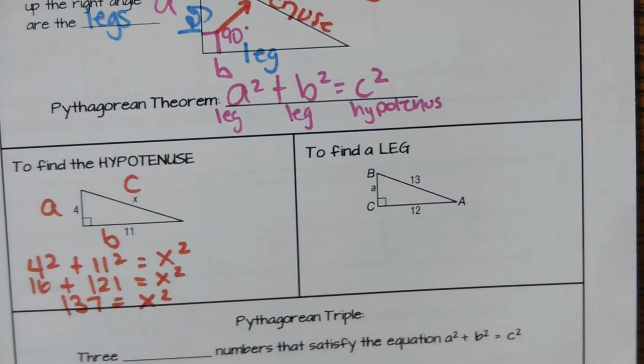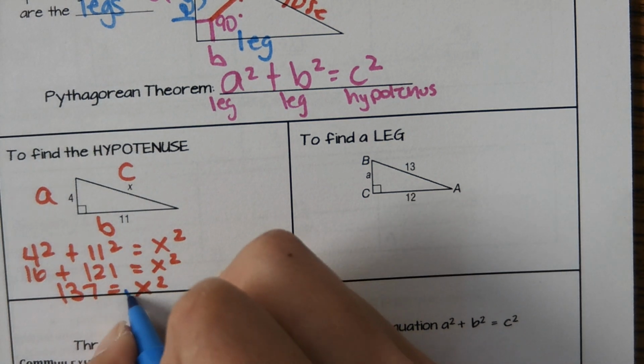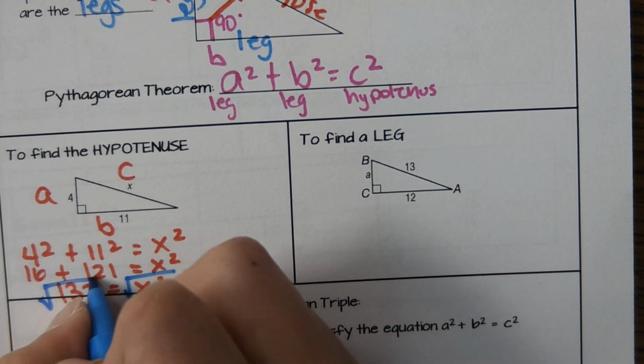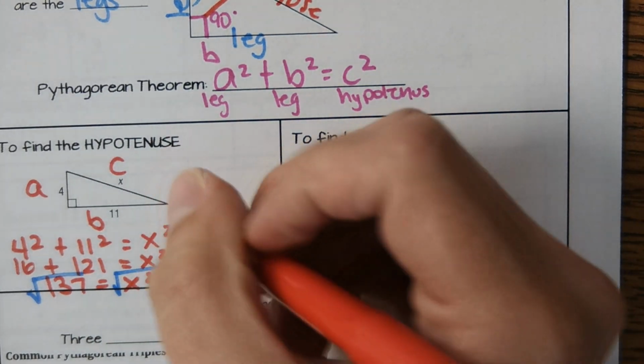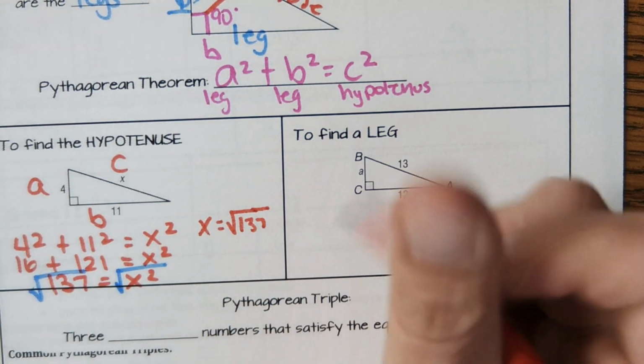This is where some people kind of get stuck. It's like, what do I do now? X squared, we can't leave it like that. We have to get it by itself. So we take the square root, and whatever we do on this side of the equation, we also have to do over here. So then we get x equals square root of 137.